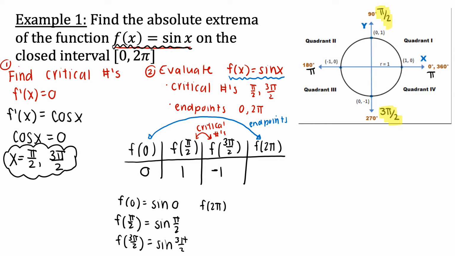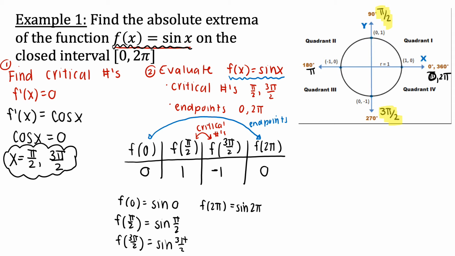again, all the way around, this should be a 0. There we go. All the way around, our y value is just 0. So now that we've evaluated, we want to identify where is the greatest point, the maximum, and where is the least point, the minimum.